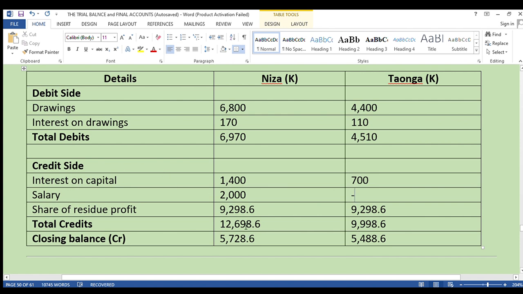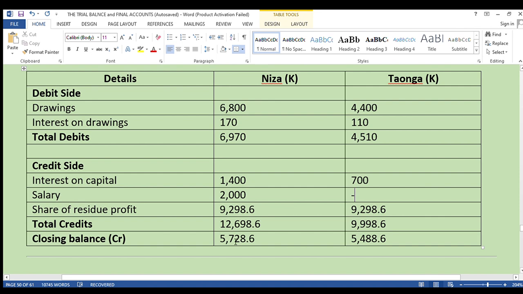With that, we get the total credits. Now we need to balance. Okay, I know we are used to where the debit side is on the left and the credit side is on the right. Here the debit side is on top and the credit side is on the bottom. So if you compare for NISA, the total debit side is 6,970. Well, the closing balance is 5,728.